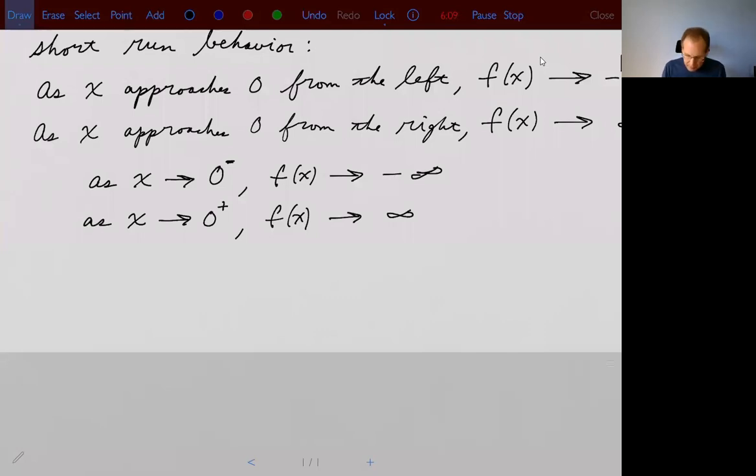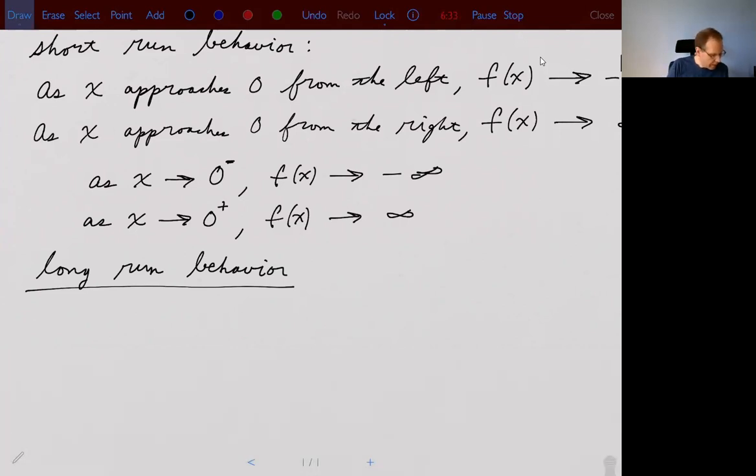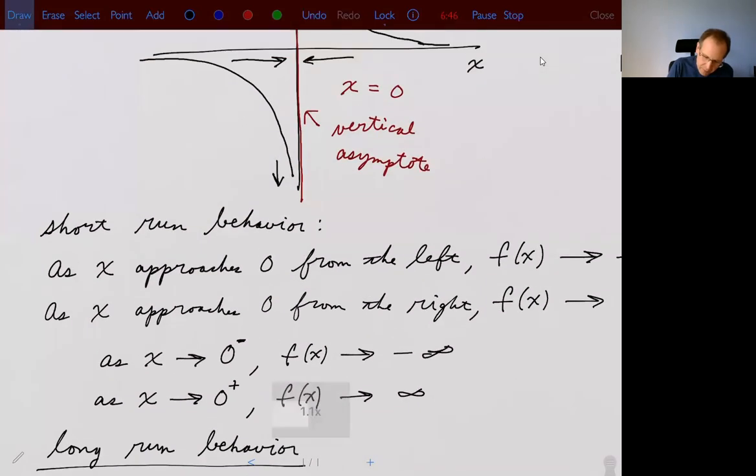Okay. What about long run behavior? We just talked about short run behavior, like locally what's happening. What about long run behavior? What happens as x, the input, gets really, really small or really, really large? Well, I can look at the two cases. Let's say x is getting really, really small. So as x approaches negative infinity, what is the function approaching? Well, let's go back to the function.